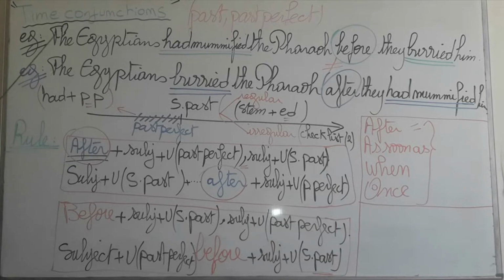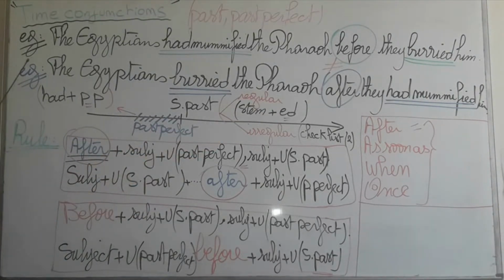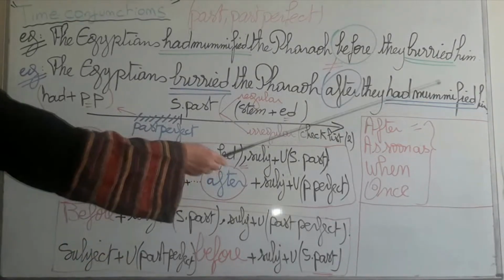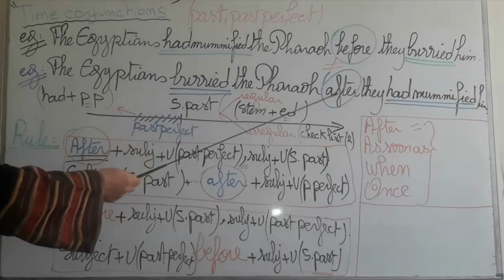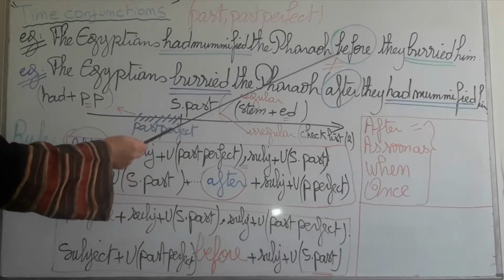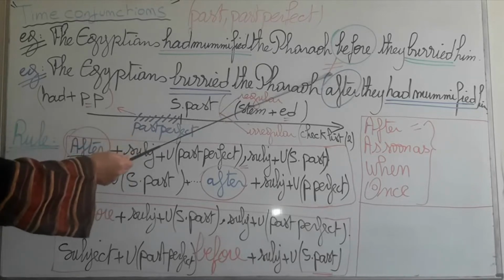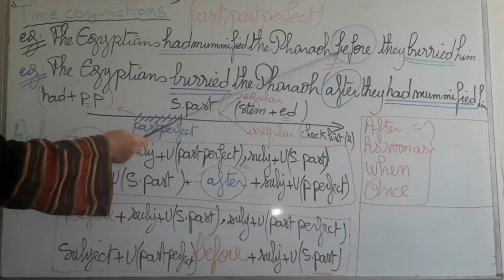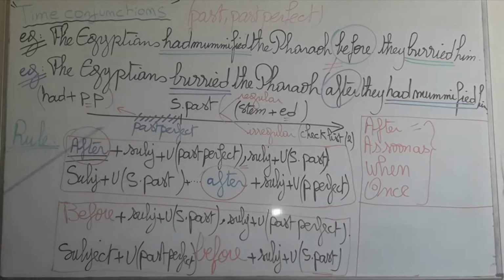نشوفوا first example. The Egyptians had mummified the pharaoh before they buried him. Or the Egyptians buried the pharaoh after they had mummified him. So here, as you can see, we have it before and we have it after. عندنا ما دام عندنا القبلة والبعدة, so these are opposites. هذو الضد. البيفور اللي هي القبلة هي ضد الافter اللي هي بعدة. So what about these two time conjunctions?